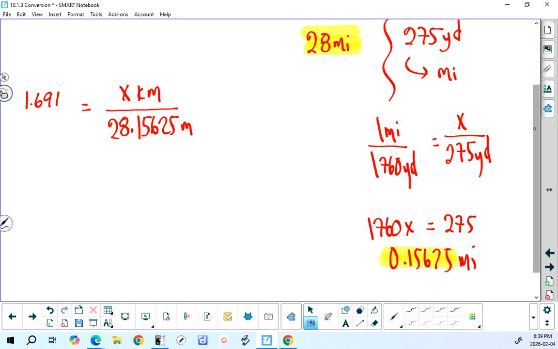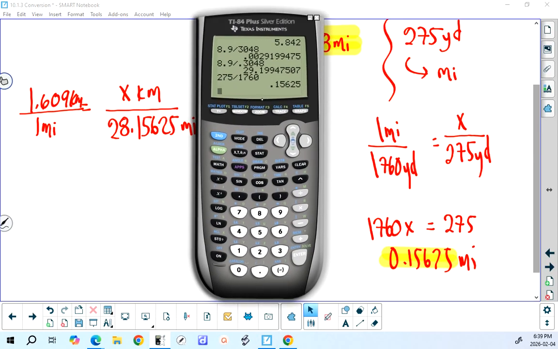1.609 kilometers over 1 mile. If you have miles on the bottom, you need miles on the bottom. If you have kilometers on the top, you need kilometers on the top. So I'm going to multiply that number that we have in miles times 1.609. So I need to add my 28. This is the distance in miles times 1.609. About 45.3 kilometers.